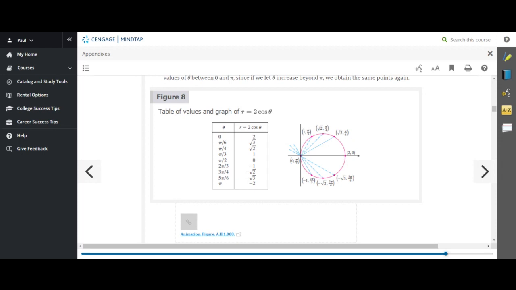Then you get more negative values, and finally when you're at the angle of pi, 2 times the cosine of pi is equal to -2. So you look in the direction of 180 degrees, but you move backwards 2 units, and that gets you back at the point (2, 0). So that's how, if you found all the little individual points, you would graph a polar curve. Are there any questions on that?